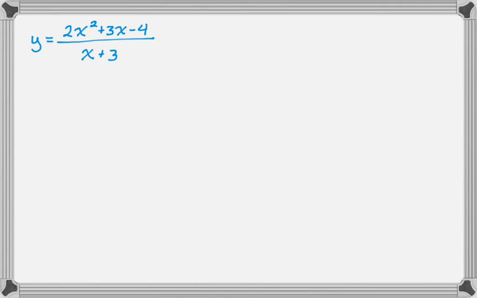Okay, so here's an example. y equals 2x squared plus 3x minus 4 all over x plus 3. The degree of the numerator is 2 and the degree of the denominator is 1, so this definitely has a slant asymptote. To figure out the slant asymptote, you do long division. There's actually a better way to do this particular problem, which would be synthetic division, but right now I'm going to do the long division.